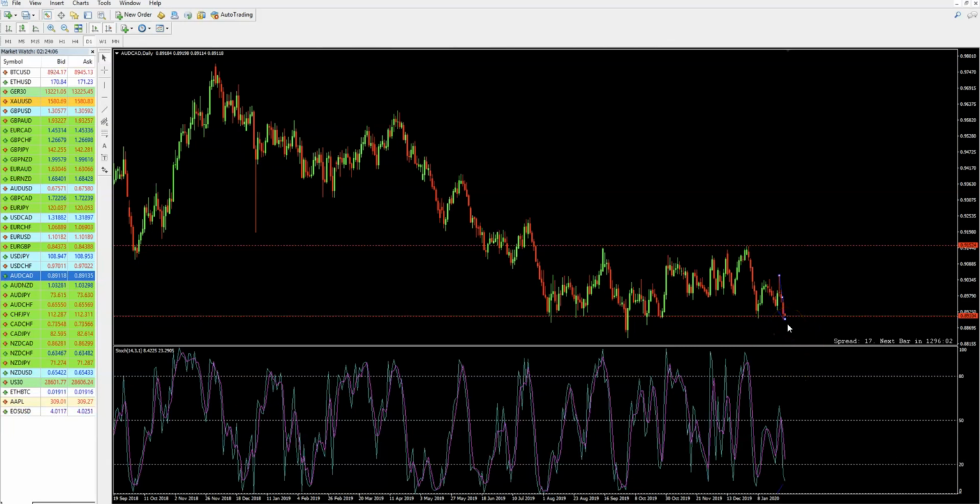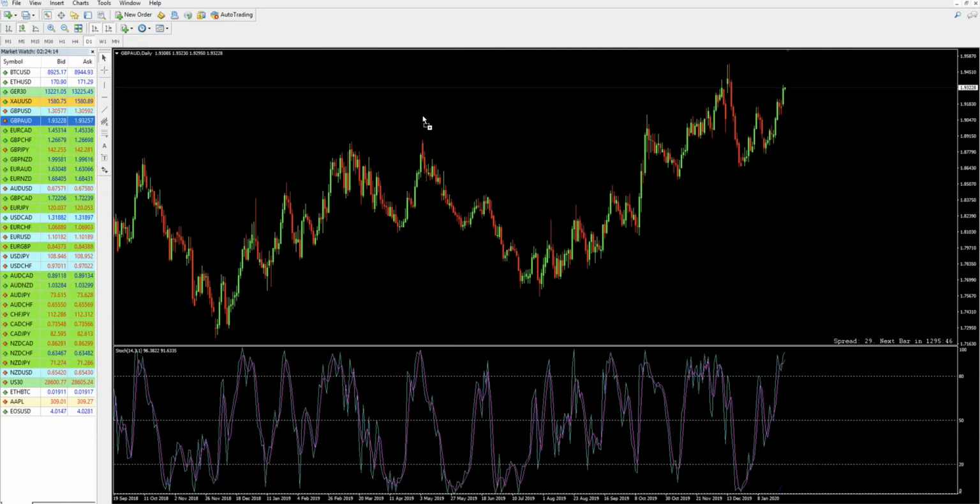So that will be AUD card, okay? So let us look at that pair, which is GBP AUD. That one is a buy idea. So that was on the 4-hour time frame.